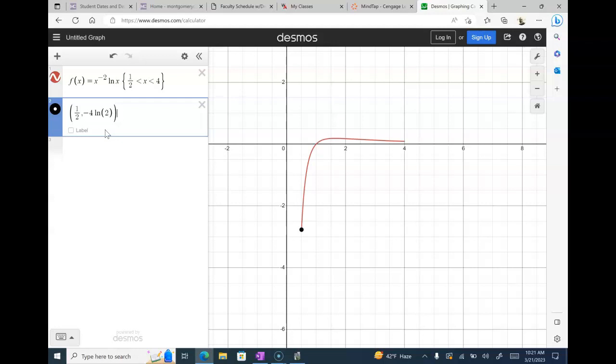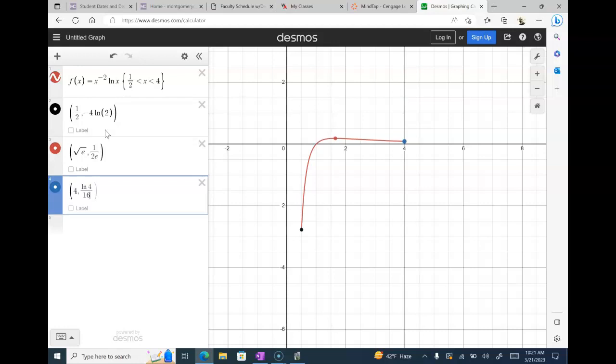And then the other point I had was square root of e, comma 1 over 2e. And there's my max. Pretty sweet. And of course, the other point I got was useless, right? What was it? 4 comma ln of 4 over 16. Done. Easy. These are very easy to do.